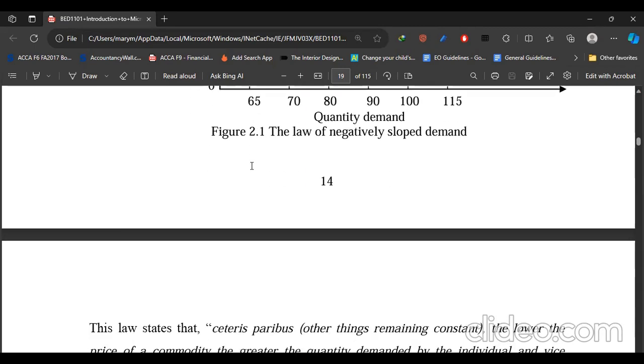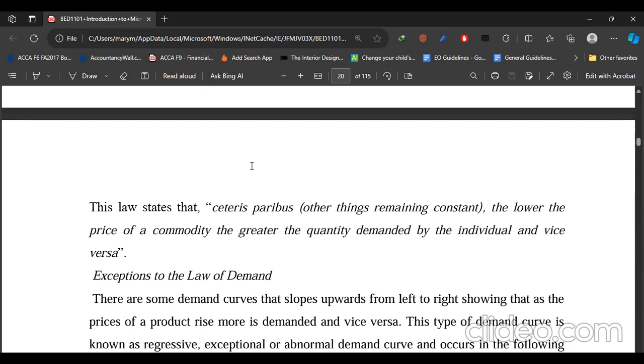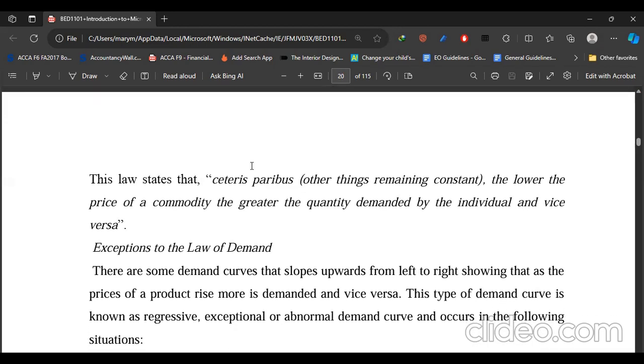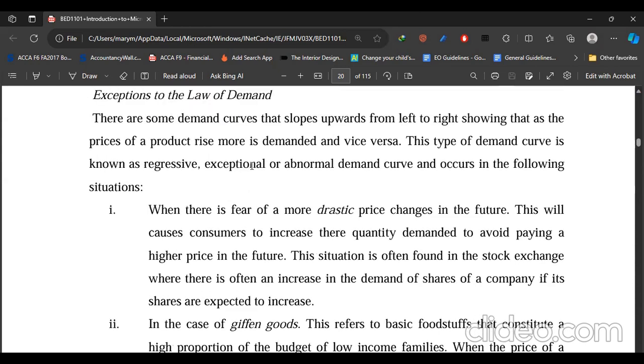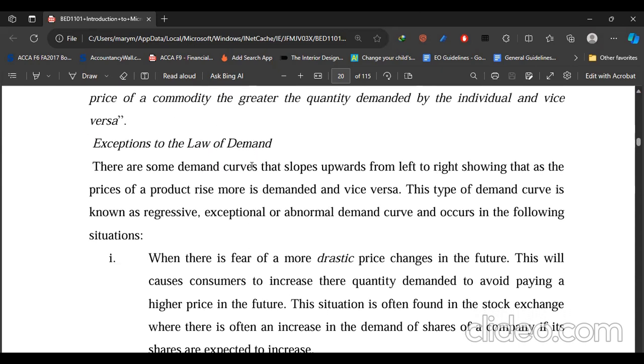That graph is perfectly illustrating what the ceteris paribus, when we hold all the factors constant, we are saying the lower the price of the commodity, the greater the quantity demanded by the individual and vice versa. So what are some of the exemptions which we are putting in place for this?